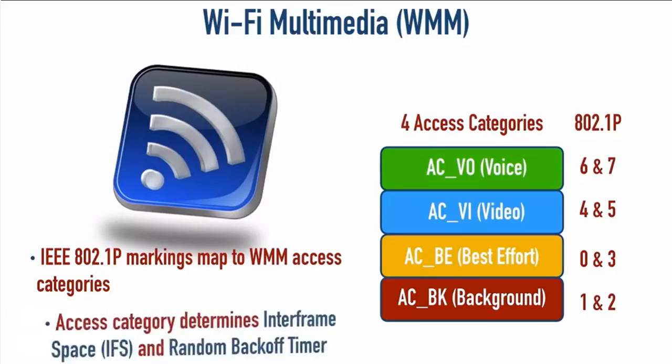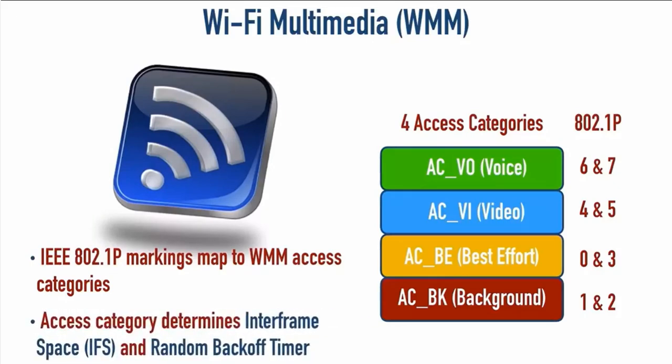Well, your category membership influences the interframe space and the random backoff timer that you're going to be using. Here's what I mean. When we're sending frames out in a wireless network, there is a gap between those frames. That's called the IFS, the interframe space. For higher priority traffic, for example the voice and video categories, we use smaller and smaller interframe spaces, so we're sending more aggressively.